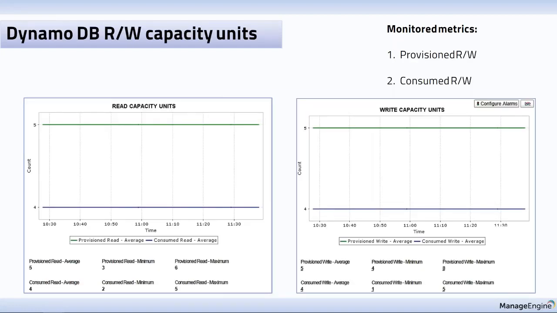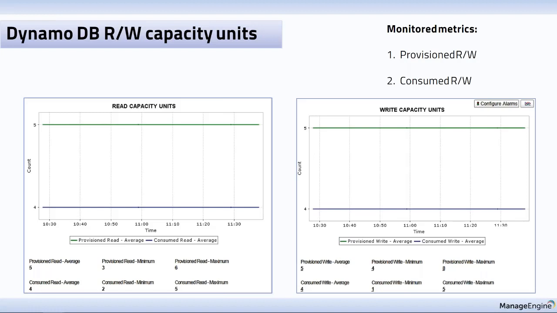Next, we have the read-write capacity units. This is under the Dynamo database, where there might be many operations running in the background. While these operations are running, we identify the read-write capacity units as provisioned read and provisioned write, consumed read and consumed write.